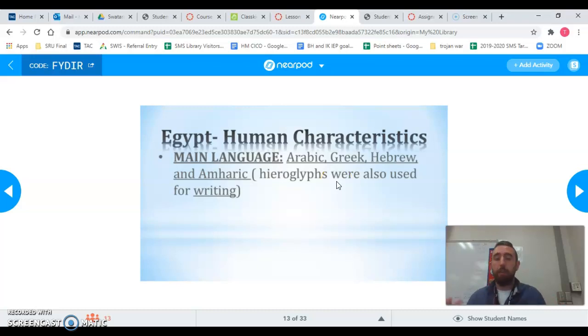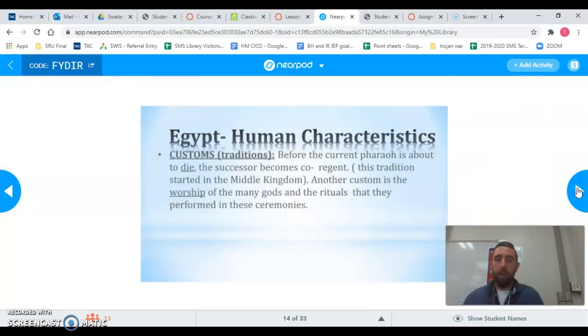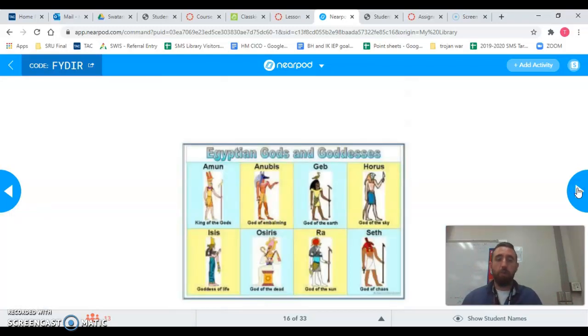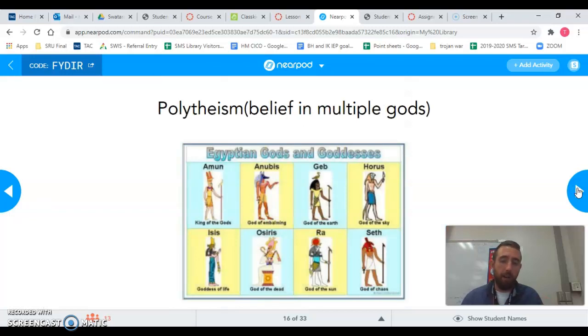When we talked about Egypt, we talked about some human characteristics that make it a place, like the language: Arabic, Greek, Hebrew, or Aramaic. And then also in ancient Egypt, they used a special kind of writing and symbols called hieroglyphs, which we'll look at this year. We talked about different customs and traditions, different things people do that make up human characteristics. We talked about religion in ancient Egypt, how it was polytheistic, poly meaning many, theism meaning gods. So they had many gods and goddesses. I showed you some examples. Ra, the god of the sun, Isis, the god of life, Osiris, the god of the dead, and there's lots and lots of others in ancient Egypt.